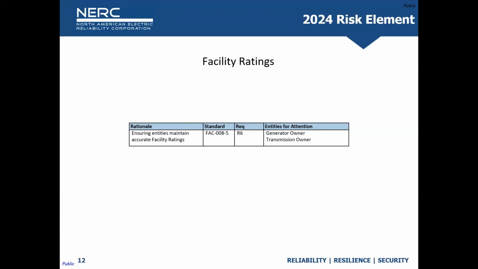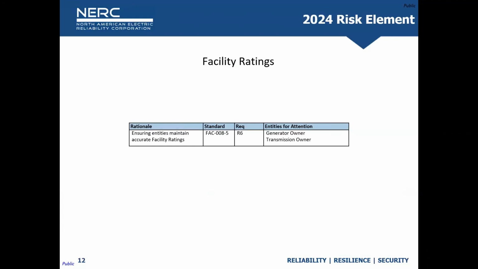Operators depend on facility ratings to provide reliable system operating limits and interconnection reliability operating limits, SOLs and IROLs. And these limits inform operating decisions. Protection engineers rely on facility ratings to protect equipment from damage while also allowing equipment to stay online when it is both safe and most needed.